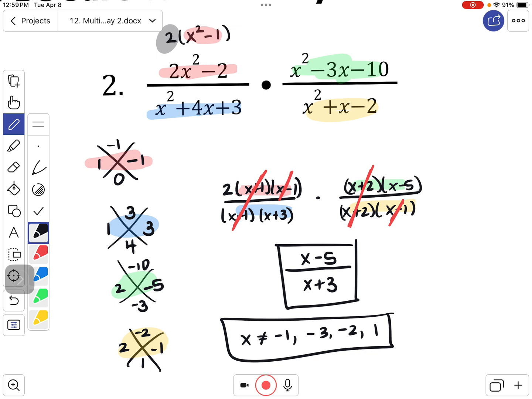Okay, you guys should be really good at this. We've been doing this for a while. That's why there's only 2 notes on this note sheet, which is kind of nice. So you can go ahead and work on number 12, multiplying rational expressions.